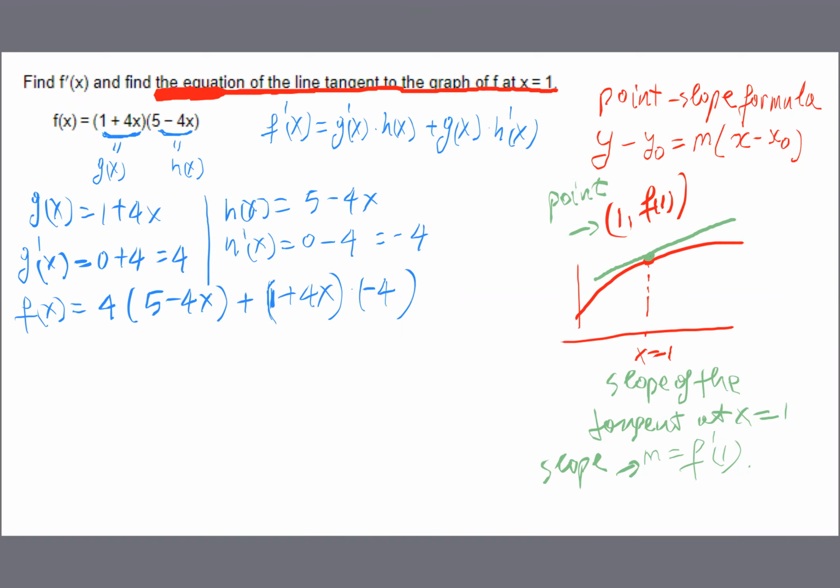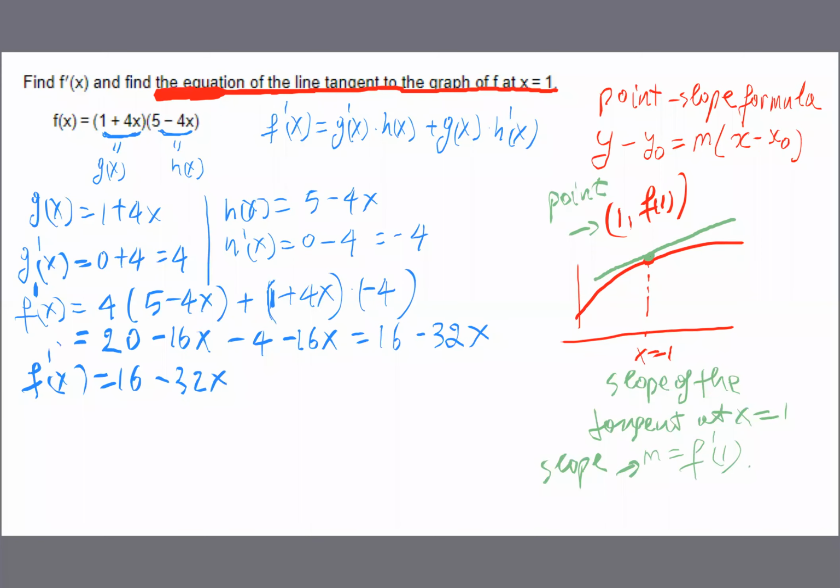Let's simplify this real quick. 20 minus 16x minus 4 minus 16x. That equals 16 minus 32x. So f prime of x is 16 minus 32x.